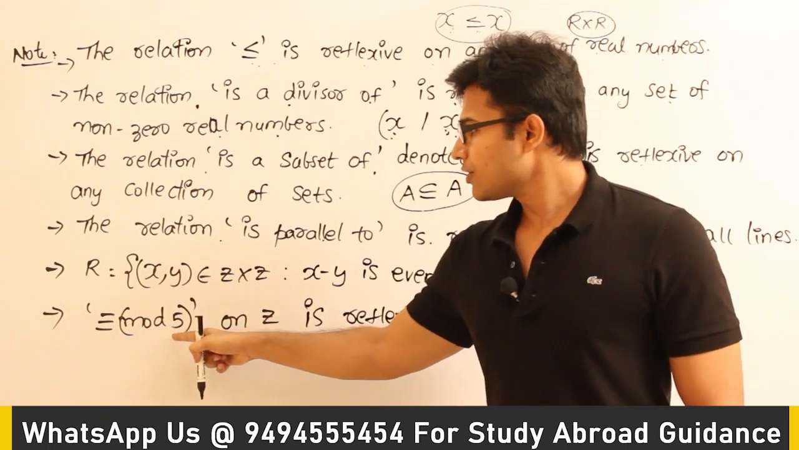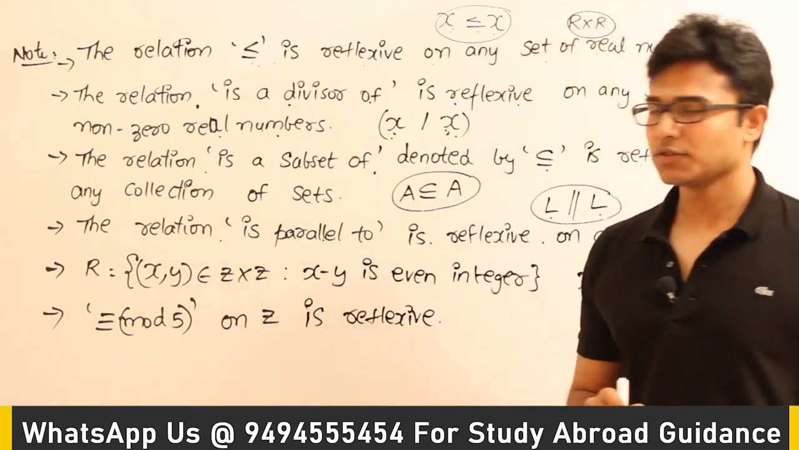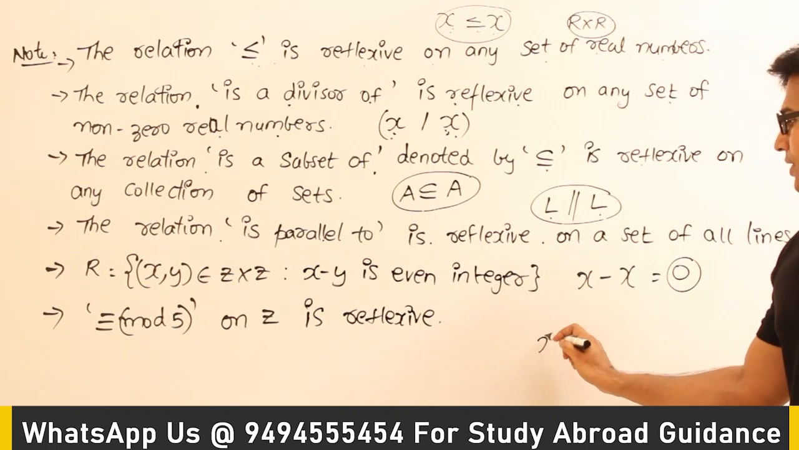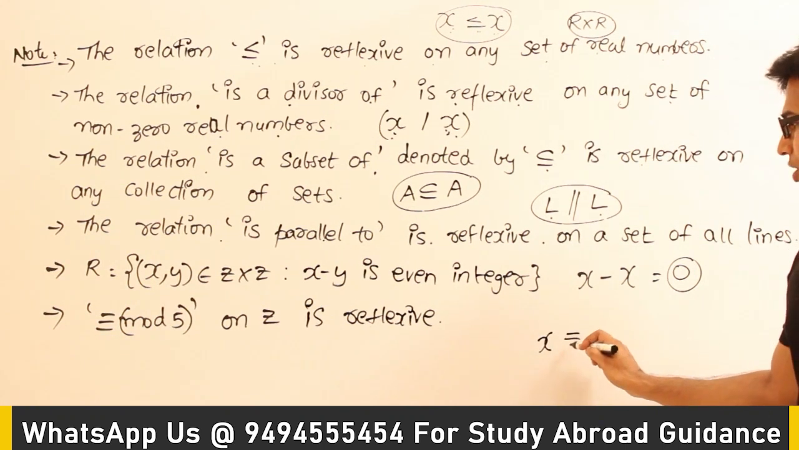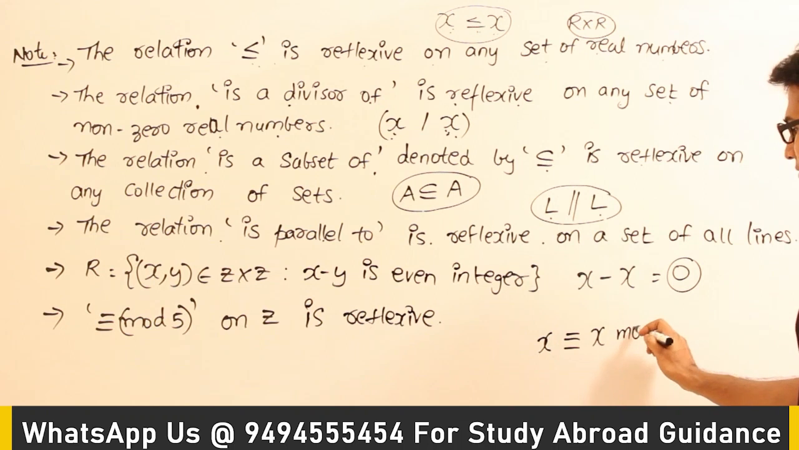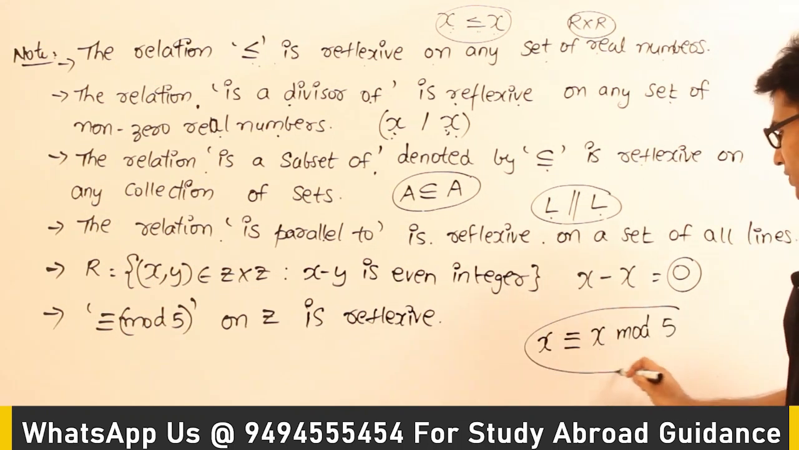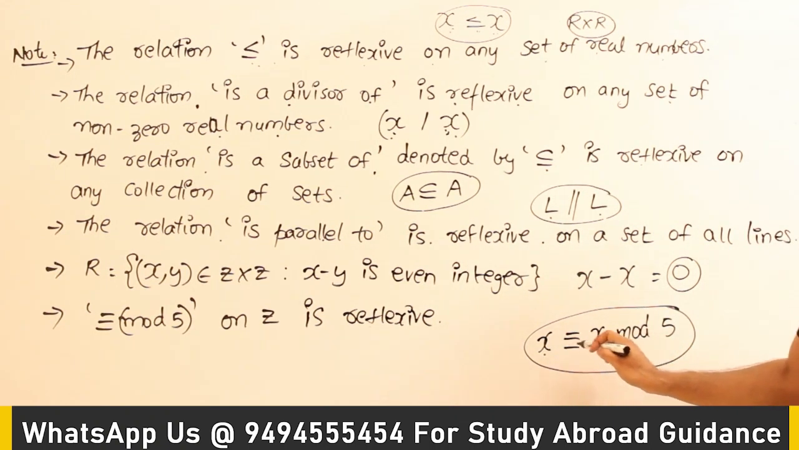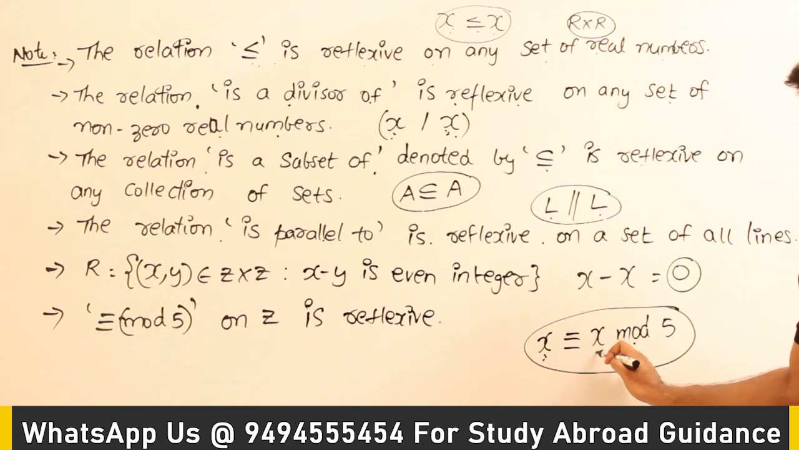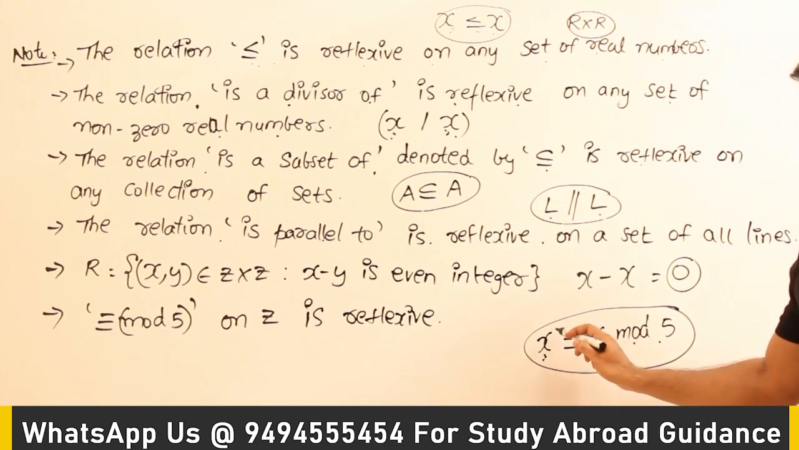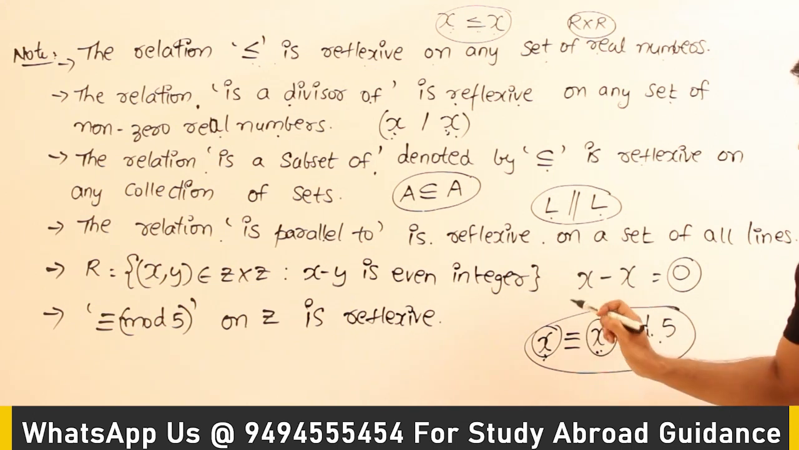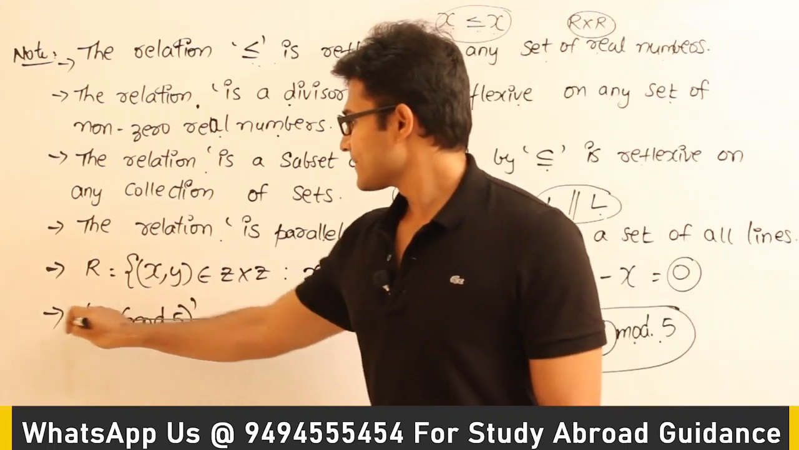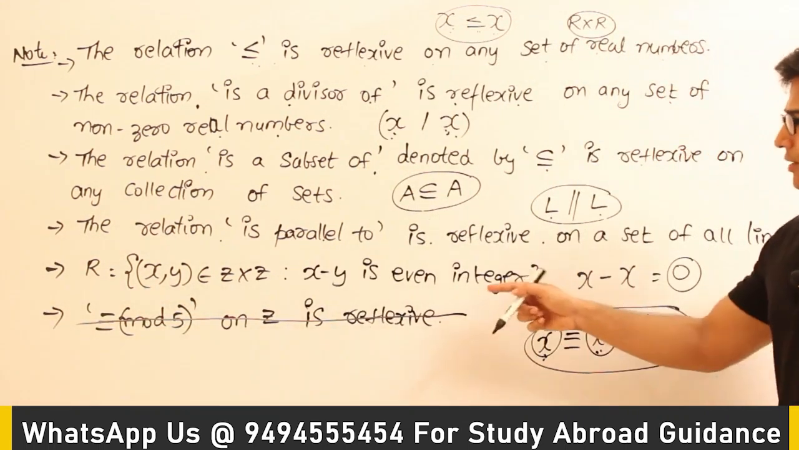Now see this. Is congruent to mod 5 on Z reflexive? So how to find out? Let us see if x is congruent to x mod 5. I think you know what congruent to mod 5 is. We even discussed it in TOC, in theory of computation. So when can we say that it is congruent to mod 5? Whenever the difference is divisible by this. Okay, let's not talk about this one, it is a bit complex. I have to discuss something else, then I'll come back to this point.